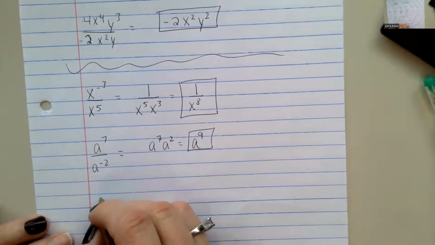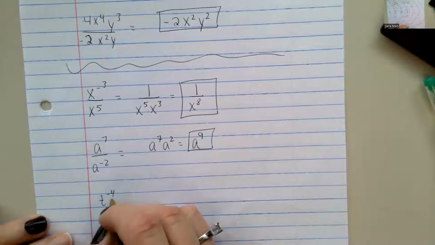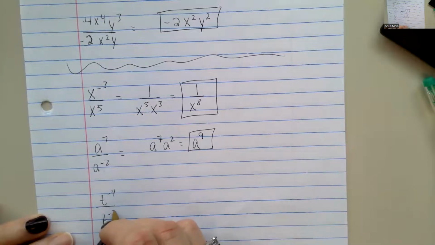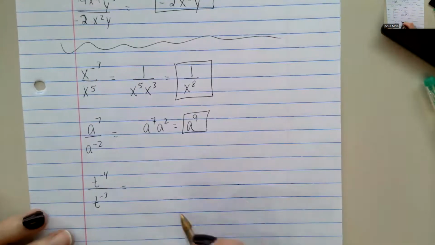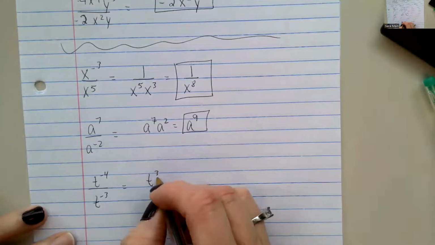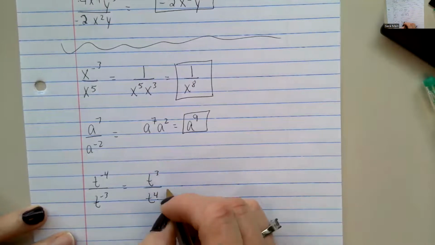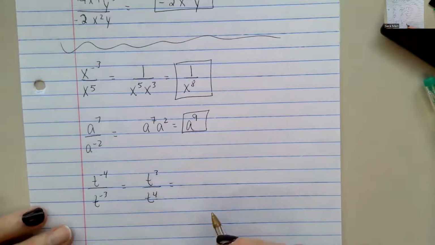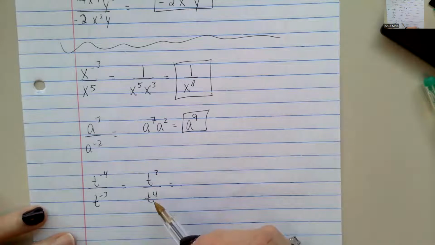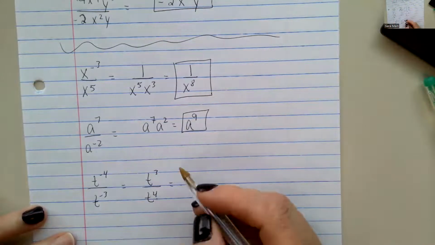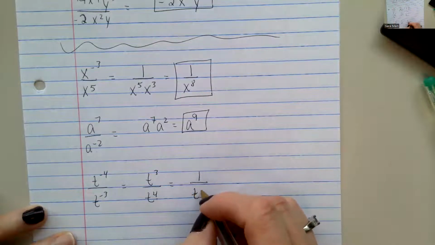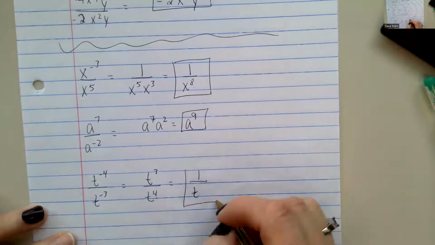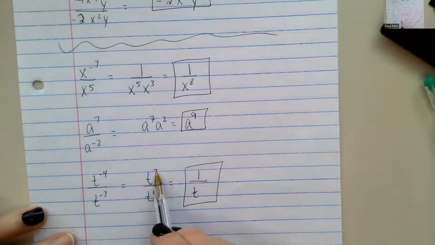Now, what if I had t to the -4 over t to the -3? Again, I would move them to make them both positive. So I'll have t to the +3 on top, t to the +4 on bottom. And it looks like I have more t's on bottom. So I will end up with 1 over t in the denominator, because my 3 t's on top will cancel out with 3 of the t's on bottom.